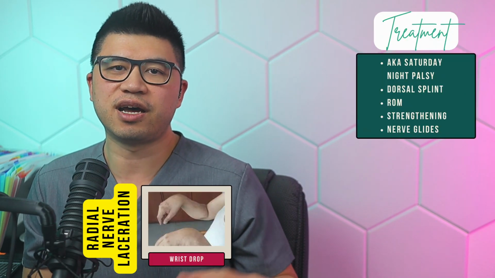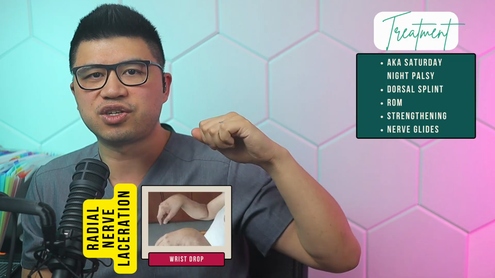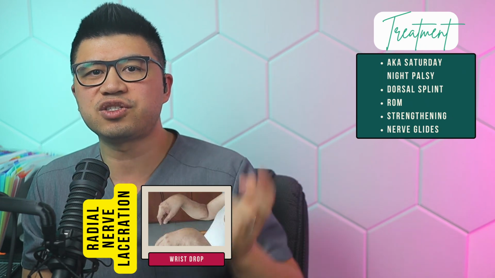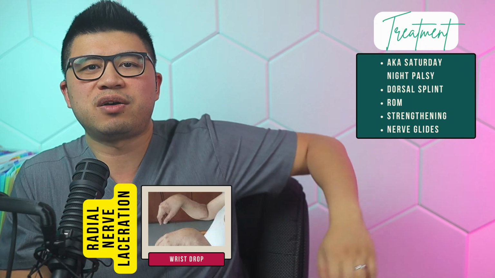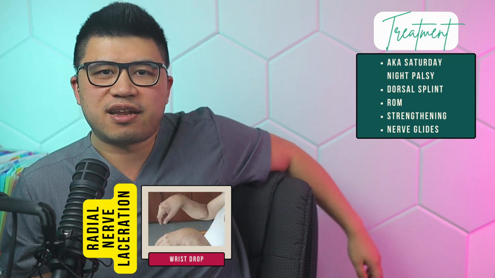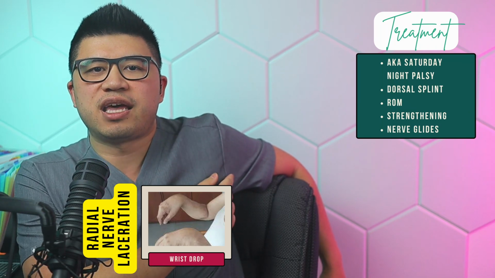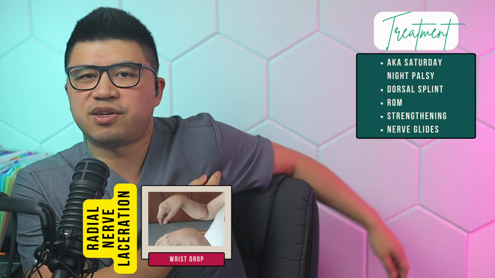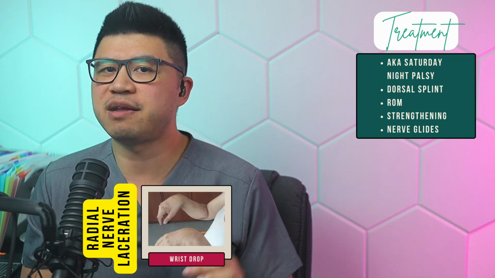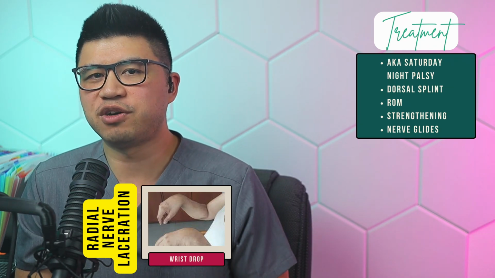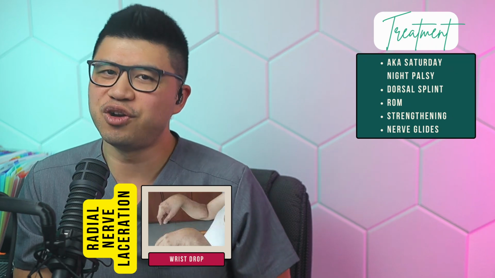Radial nerve involvement can cause weakness in the wrist extensors. So wrist drop, and you would use a dorsal splint. It's also called Saturday night palsy from being intoxicated and resting on a chair or something at the axilla and compressing on the radial nerve. A more serious laceration results in difficulty with fine motor tasks such as releasing. Treatment includes range of motion, strengthening, and nerve glides.